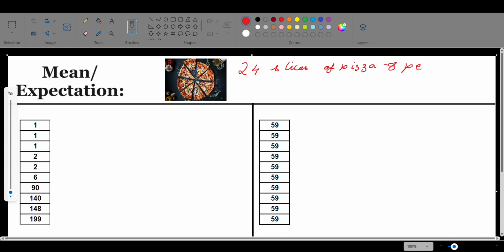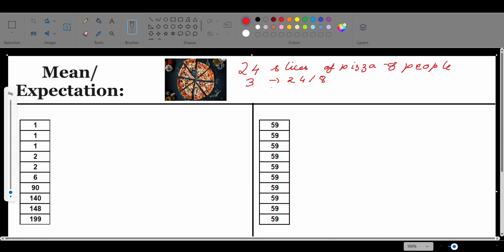Let me just write that down. According to you, what is your expectation of how many pizza slices each of these 8 people would get? Your immediate expected value. What do you expect? So generally a person would say 3. Why? Because you would assume that these 24 slices of pizza are being equally divided amongst the 8 people, and 24 divided by 8 is equal to 3.